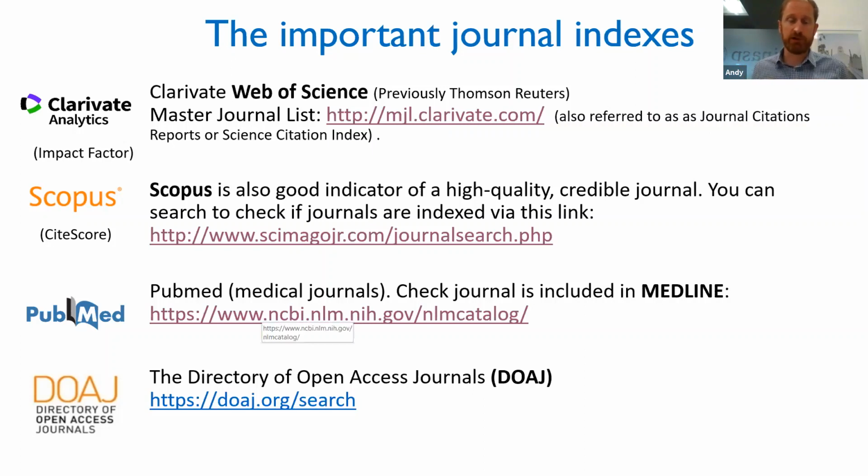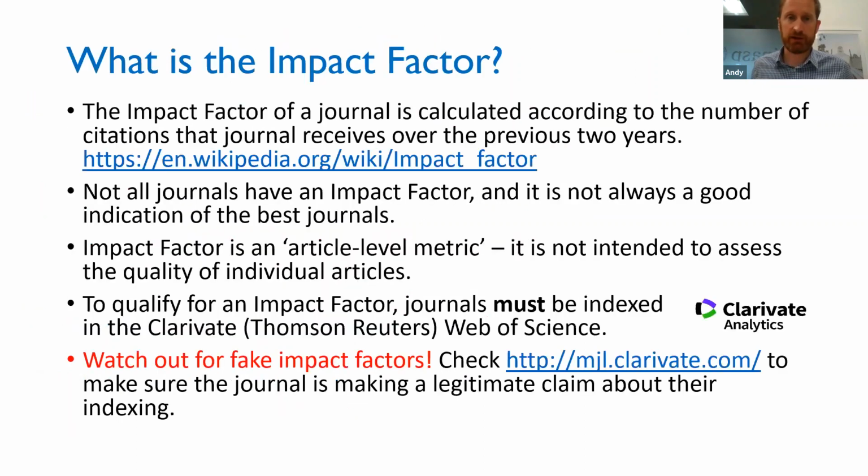And then, of course, we've got the Directory of Open Access Journals, which is another good, important journal index. I said I wasn't going to talk about the impact factor, but I've got a slide here about the impact factor. It's important to note that a journal doesn't have to have an impact factor to be a credible journal. In fact, most credible journals don't have them because it's so difficult to get into the Web of Science, particularly if you're not based in Europe or America.